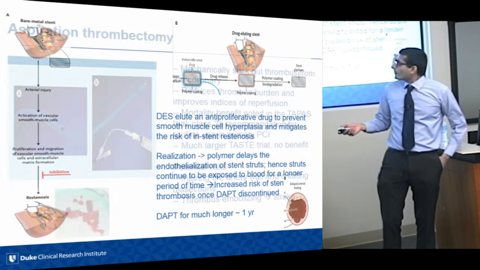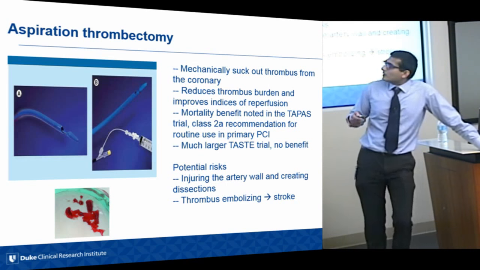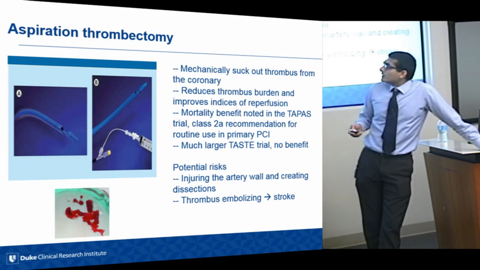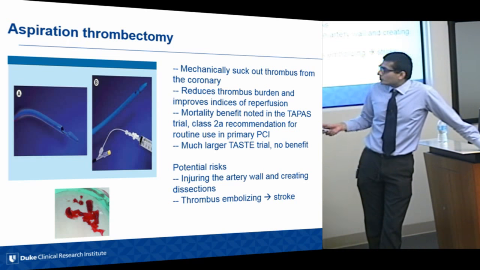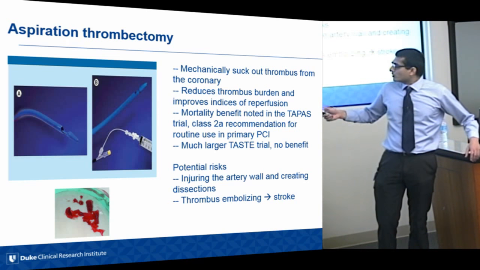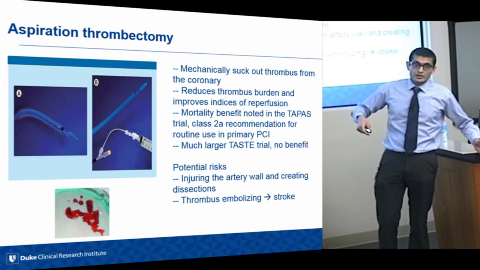The other adjuncts that we use are aspiration thrombectomy. And so this is essentially a tube which has two holes. This goes over the wire. And then on the other end is a syringe that we essentially pull to vacuum, and then deploy this whole device into the coronary artery.